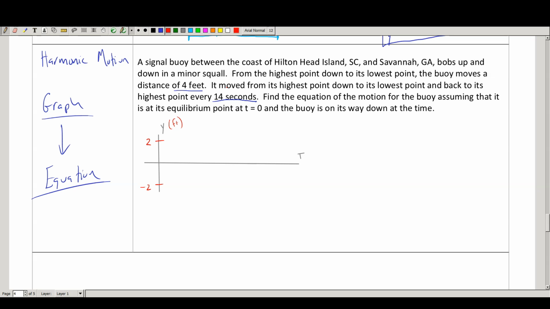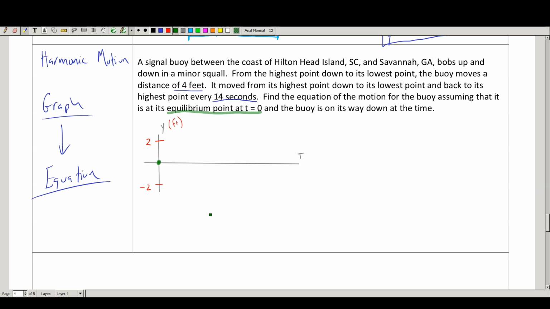So if we look at, let's see here, find the equation of the motion of the buoy, assuming that its equilibrium point is at t equals 0 here. So that means that it's in the middle, or the y value is 0 when the time is 0. So basically that's saying right here we have that point. We are at equilibrium when the time is 0. That's what it's saying here.